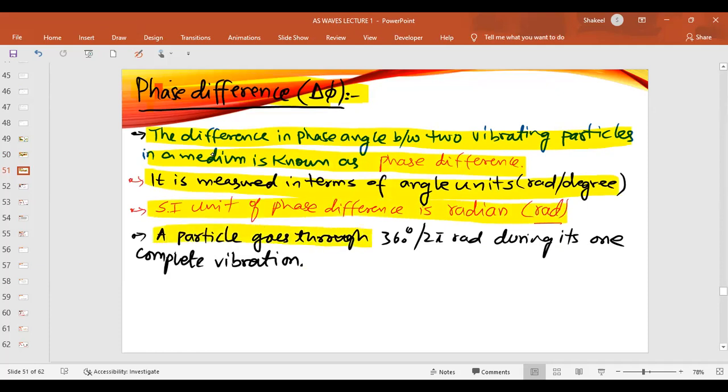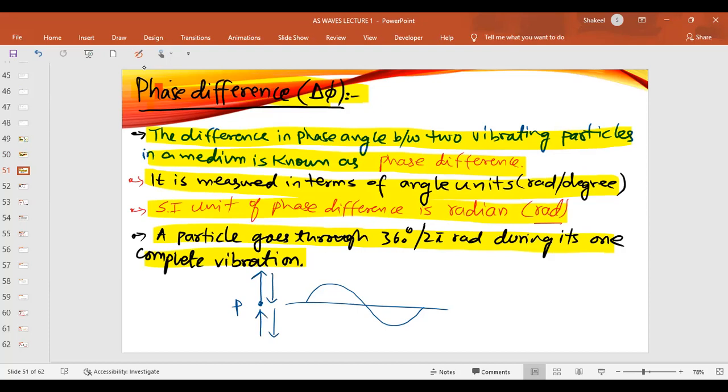A particle goes through 360 degrees or 2 pi radian during its one complete vibration. We know this, that when a particle is vibrating, when one complete wave passes through it, and that point was P, after passing through one full wave, the particle goes up, down, down, and up. So it completed one full oscillation when one wave passes through it, and the angle that it has gone through is 360 degree or 2 pi radian.